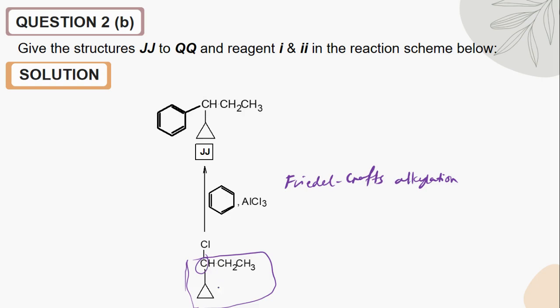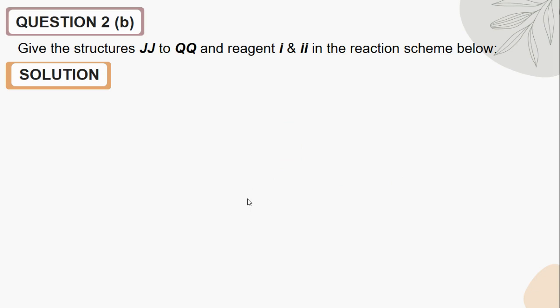In this case, the H that has been substituted is from here. So this type of reaction is electrophilic aromatic substitution, but the name is Friedel-Crafts alkylation. So this is your structure JJ, and 1 correct structure gives you 1 mark. Proceed to the next part of the reaction scheme, KK.